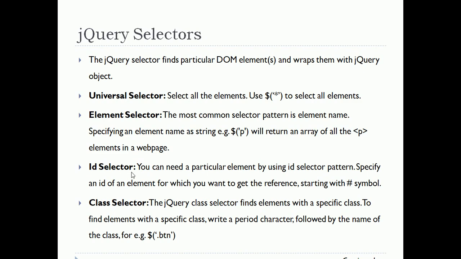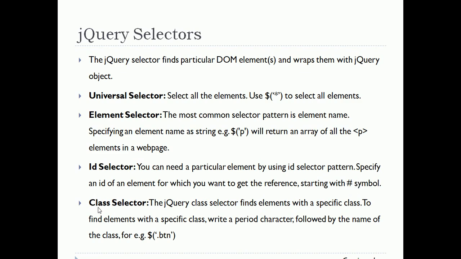Now the next one is the ID selector. Suppose you want to select a particular element only, and whenever defining it in HTML we specify the ID attribute also. Suppose you want to select your element by ID, in that case the ID selector is helpful. For the ID selector you have to specify your ID preceded with a hash symbol. Specify the ID of the element for which you want to get the reference, starting with a hash symbol. Means before your ID name you will specify the hash symbol. We are going to see this part practically also.